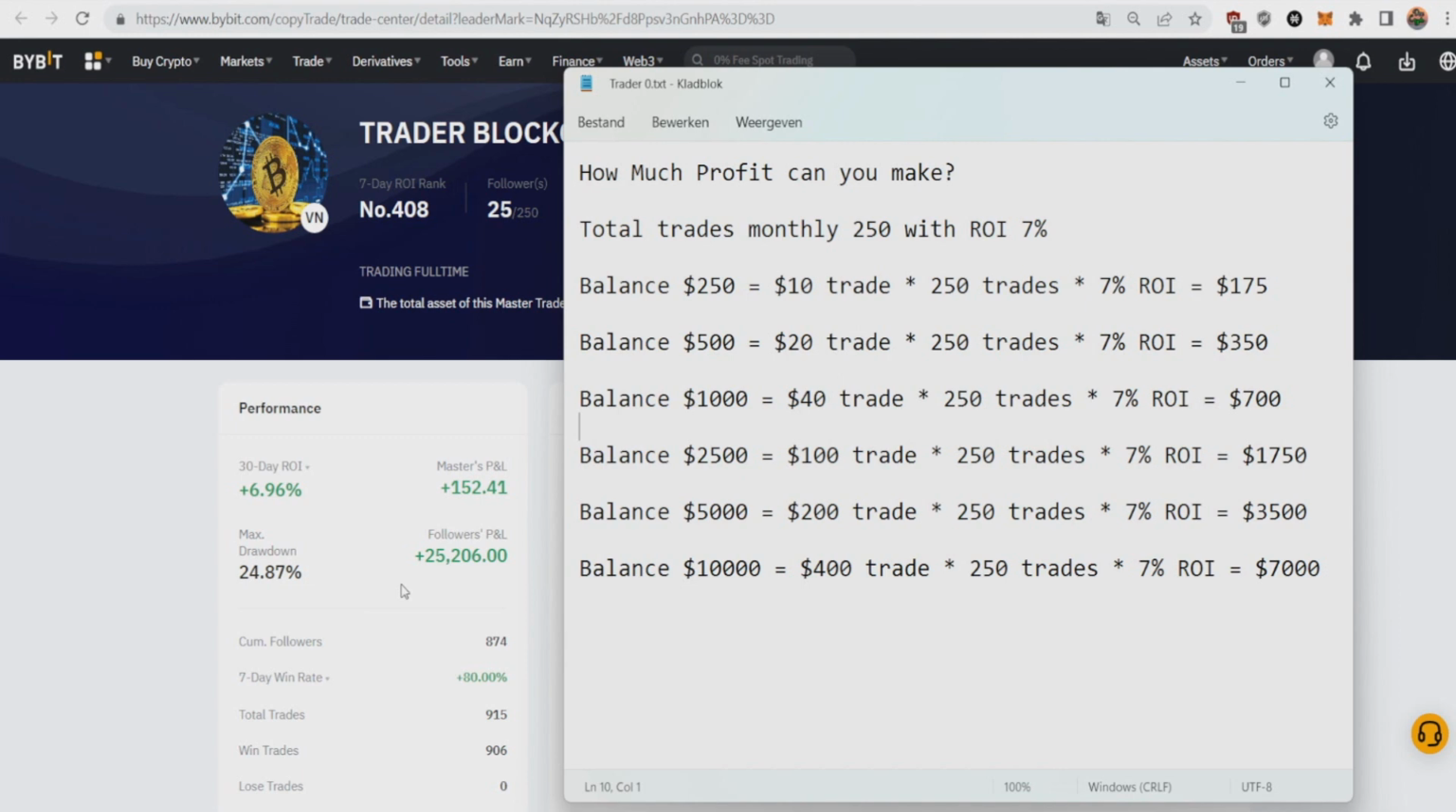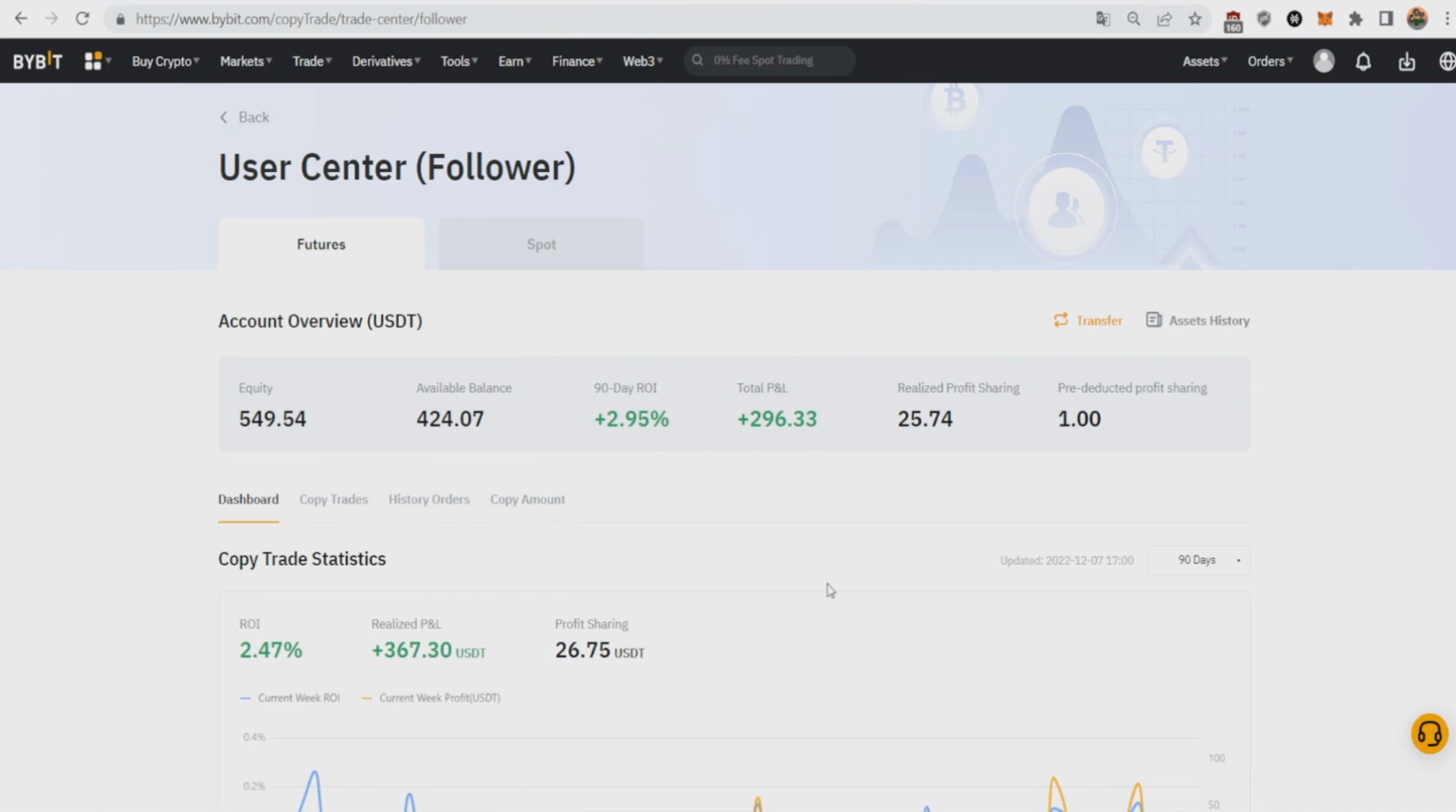Everybody's saying 7% is not much, but it's 7% average on every single trade. And if he does 250 trades a month, guys, you can make so much money. And to show you this is not bullshit or anything, I've been literally following this guy for 1 month. I started with like $300, and as you can see, guys, I've made a total profit of $300 as well.